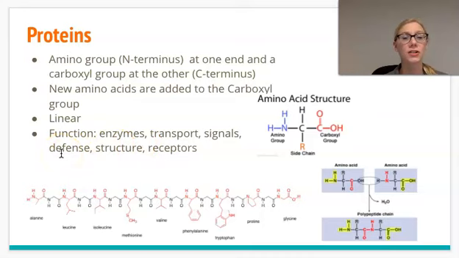And what are some functions of proteins? Lots of enzymes, transport, signals, defense, structures, receptors, all very important. And when we look at this one, we see our C-N chain, and then we have our R groups down here that can have a lot of variance. When we think about our R groups, remember they can be hydrophobic, hydrophilic, they can be charged, they have a lot of different properties. They're where the uniqueness will come about.